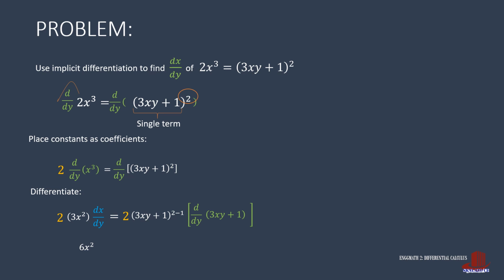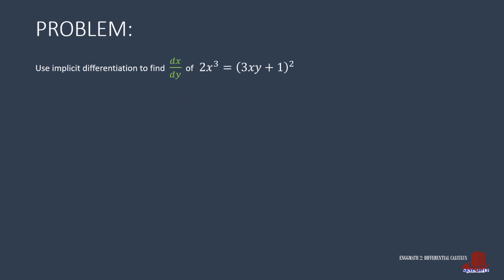Simplifying some terms, the left side becomes 6x squared times dx over dy. The right starts with the constant 2 and the binomial 3xy plus 1. Distribute the derivative among the terms, making d over dy of 3xy and d over dy of 1. The second term then is zeroed out. The next thing is to bring out the constant from the derivative. With the cancellation of one term, the function now is 6x squared with dx over dy is equal to 2 times the binomial 3xy plus 1.